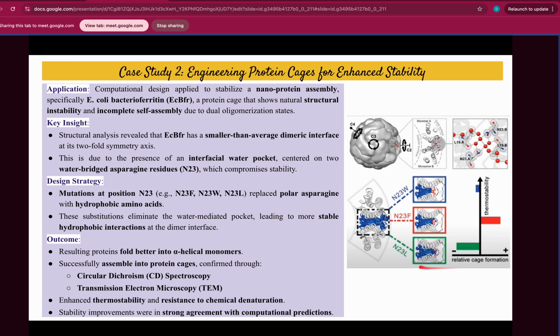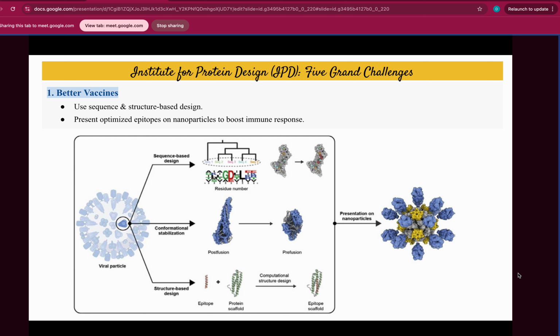So this also shows you that with de novo protein design, or rational protein design, by bringing about site specific mutagenesis, you can bring about a change in the functions. And this cage study is also one of the examples. This protein is ECBFR, which is the E. coli bacterioferritin. So this is how mutation can bring about change in the thermostability as well as cage formation properties of this particular protein.